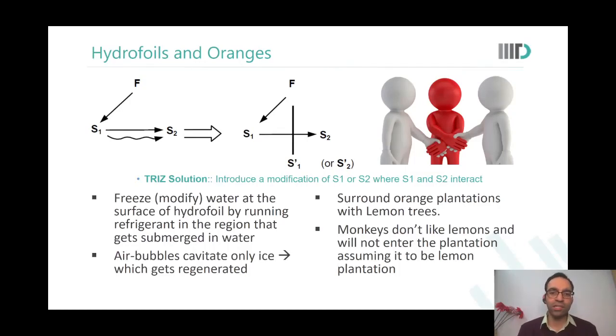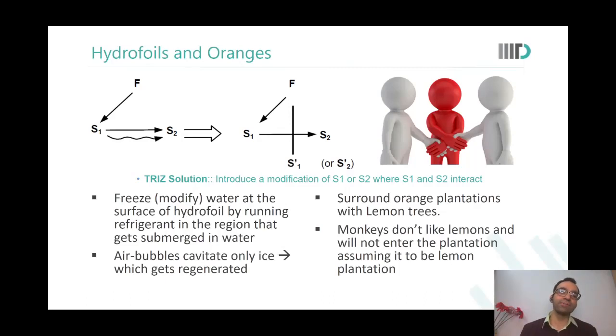And the solution is to introduce a modification of either substance 1 or substance 2 when they interact. For example, freeze the water at the surface of the hydrofoil by running a refrigerant through the hydrofoil. What happens? Now there is a thin layer of ice at the hydrofoil. Air bubbles come, but they cavitate only the ice, not the hydrofoil now.